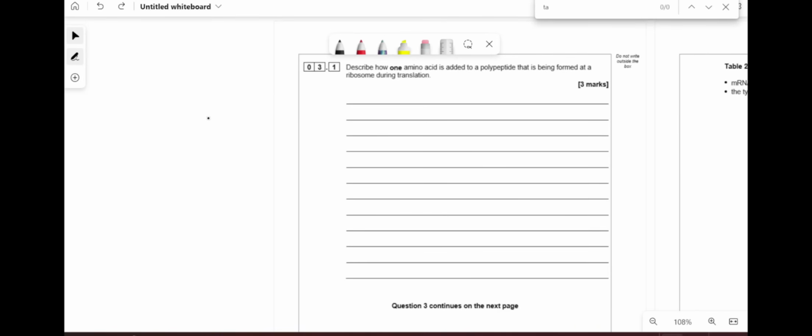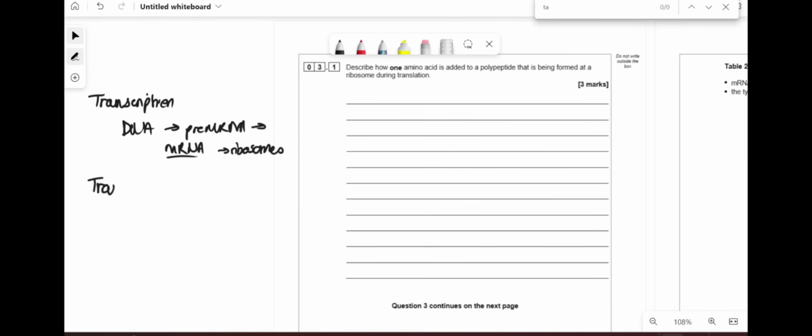Okay, I'm just going to give you a quick overall crash course on transcription and translation, not the in-depth nitty-gritty, that would take too long. So just make sure you go and look it up, but just the basics. The whole point of transcription is to make mRNA using your DNA. So your DNA becomes pre-mRNA, which is then spliced to become mRNA. And then that goes to the ribosomes.